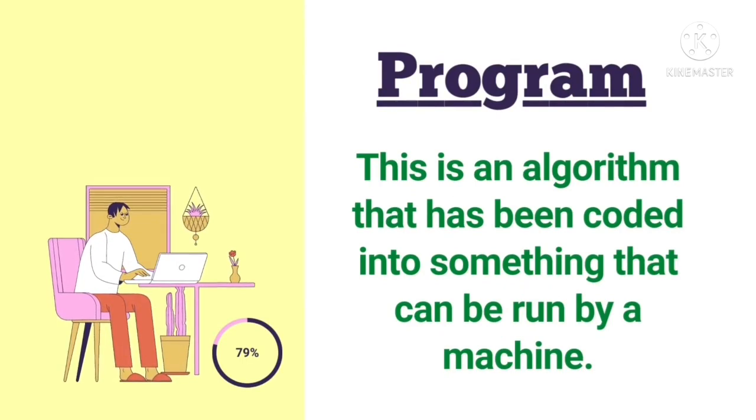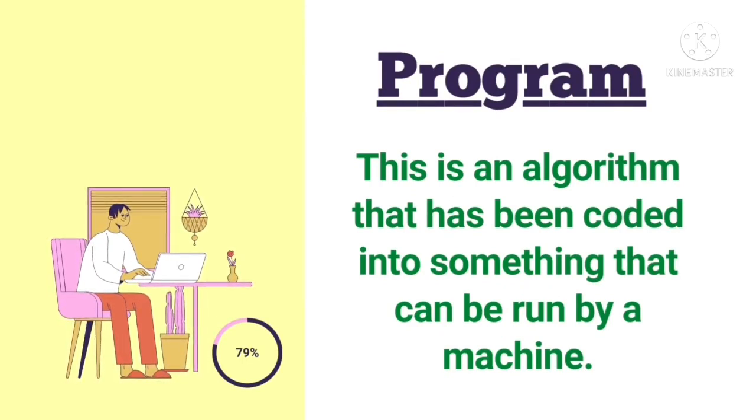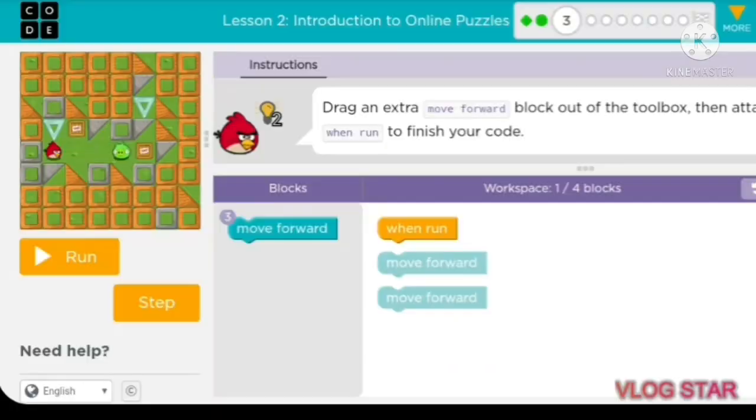What is a program? A program is an algorithm that has been coded into something that can be run by a machine. Now, algorithms are a list of steps, right? So that means that our programs are a list of steps that is put into the computer to tell it what to do. Now, in computer science, programs are a set of instructions given to the computer to make it run effectively.